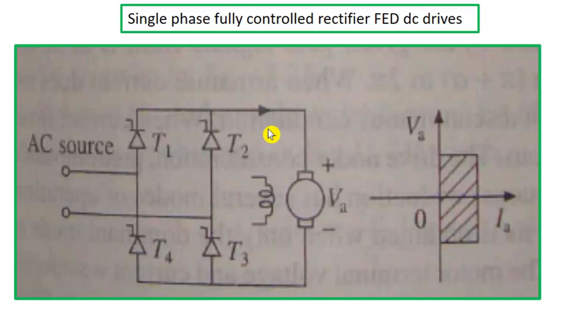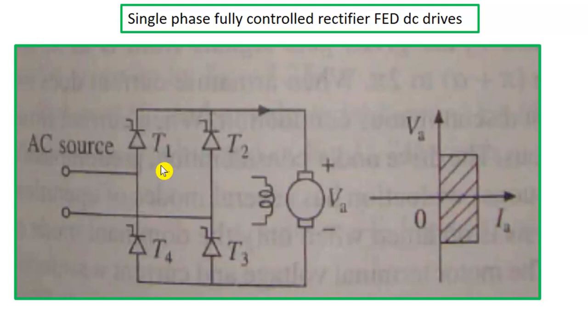Now in case of inductive load, we know that if the firing angle is more than 90 degree, then the output voltage will be negative. Negative means here it is negative, here it is positive. And if the firing angle is less than 90 degree, then we will get positive DC output voltage. So here it will be positive, here negative. That's why we can see current is always positive, but voltage is positive in first quadrant and voltage is negative in this fourth quadrant. So two quadrant operation is possible using this fully controlled rectifier.